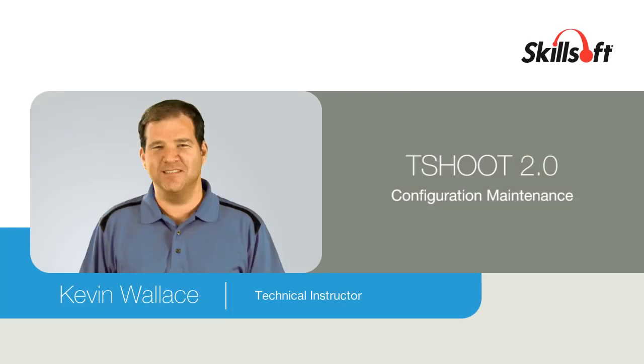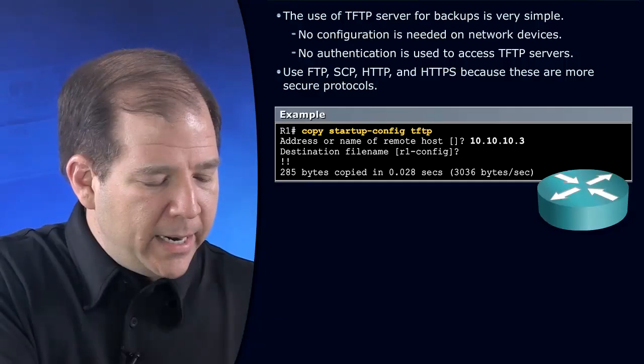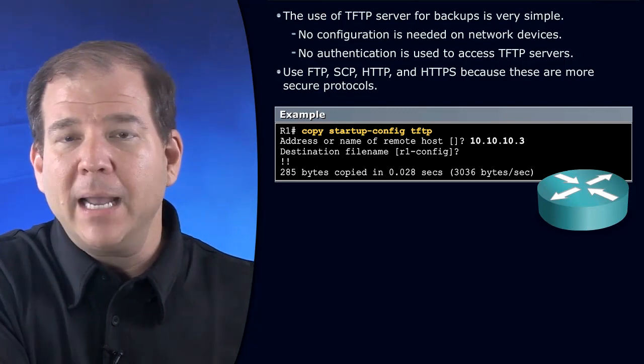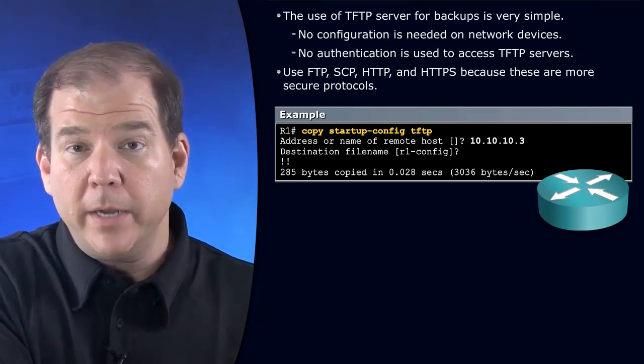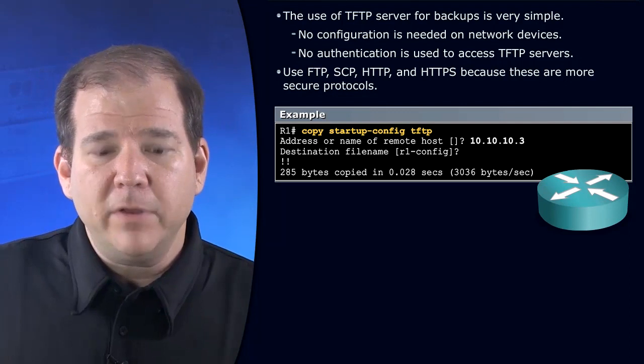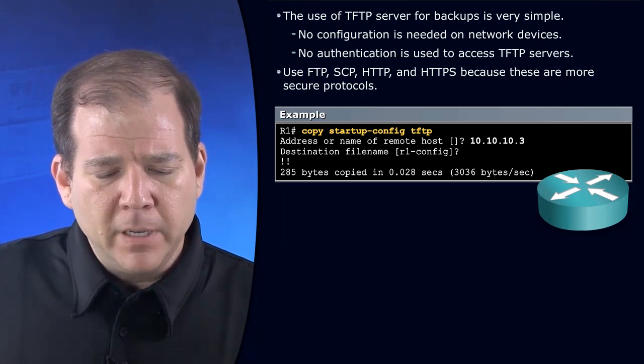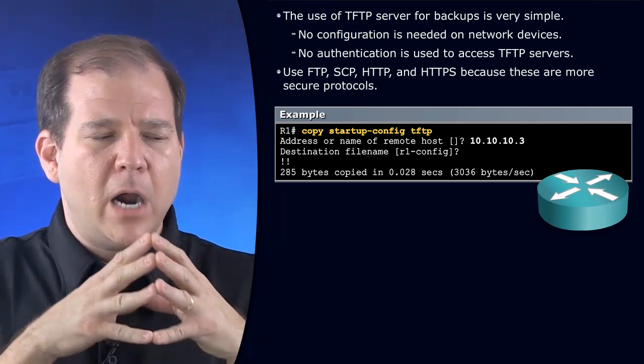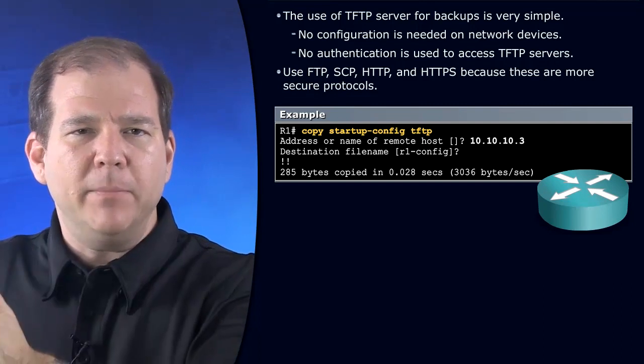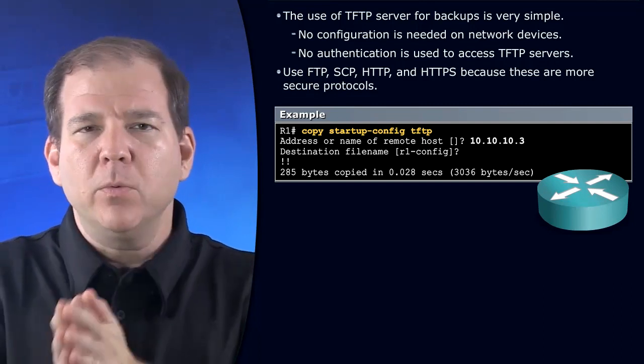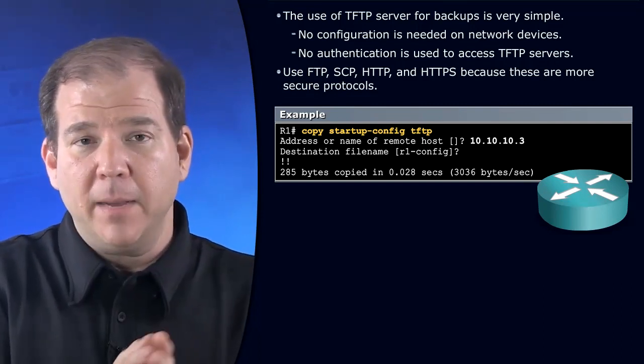Something else we want to do as part of our network maintenance is to be able to make a backup copy of our configurations. Let's go out to a live interface right now and take a look at how we can take our running config and maybe make a backup to an external server, and how we're going to restore from that backup.